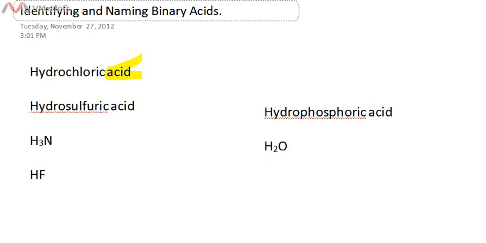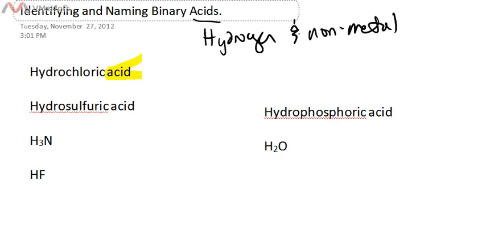For now, this is a little bit of an oversimplification, but we're going to call an acid something that has hydrogen at the beginning and a nonmetal. For example, let's check out hydrochloric acid. The first thing is going to be hydrogen, and the nonmetal is going to be chlorine.